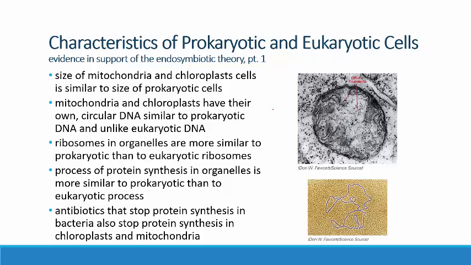And then when we use antibiotics against eukaryotic cells, and these are antibiotics that stop protein synthesis in bacteria, we see that they also halt protein synthesis not in the whole eukaryotic cell, but inside the chloroplasts and the mitochondria. So again, that's part of why we know these biochemical processes are similar.